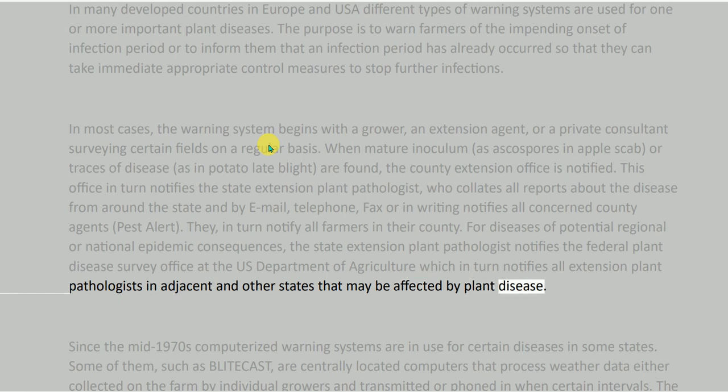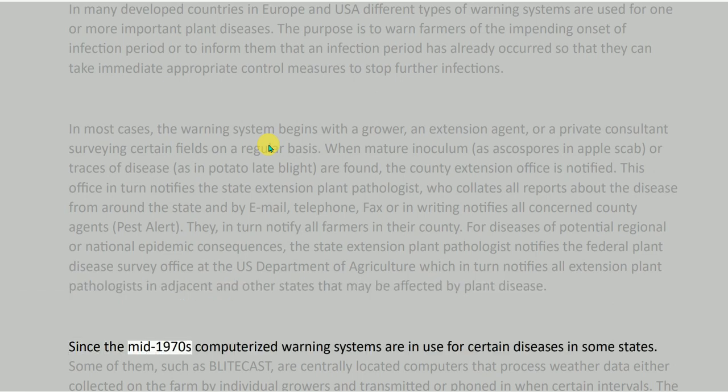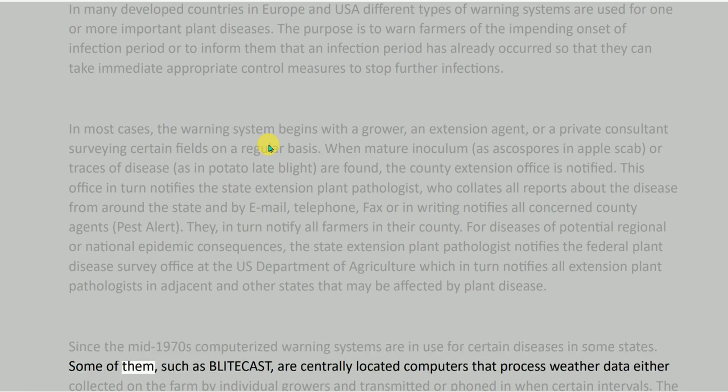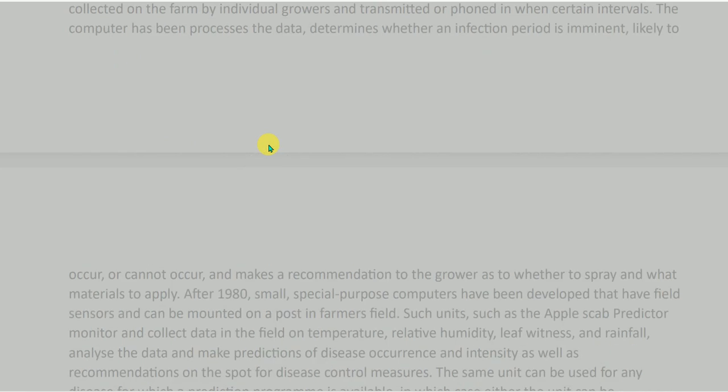Since the mid-1970s, computerized warning systems have been in use for certain diseases in some states. Some of them, such as Blitecast, are centrally located computers that process weather data either collected on the farm by individual growers and transmitted or phoned in at certain intervals. The computer processes the data, determines whether an infection period is imminent, likely to occur, or cannot occur, and makes a recommendation to the grower as to whether to spray and what materials to apply.